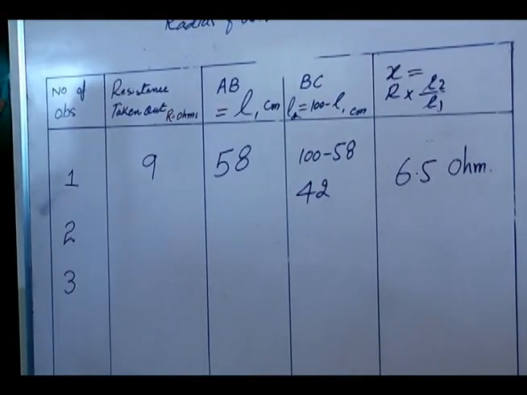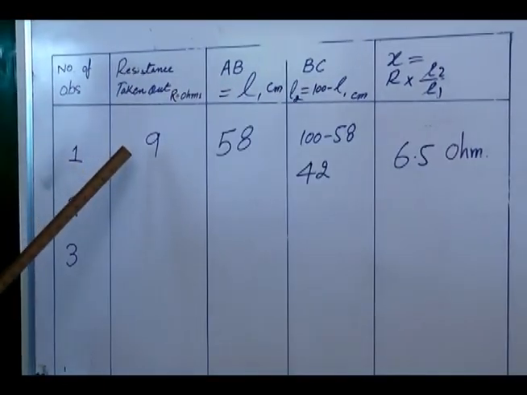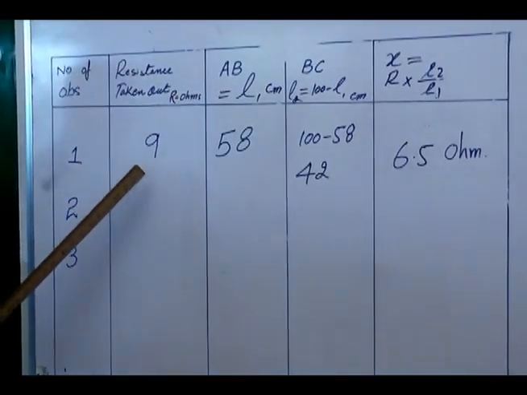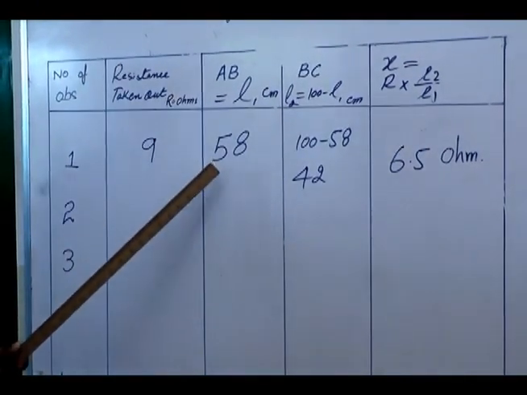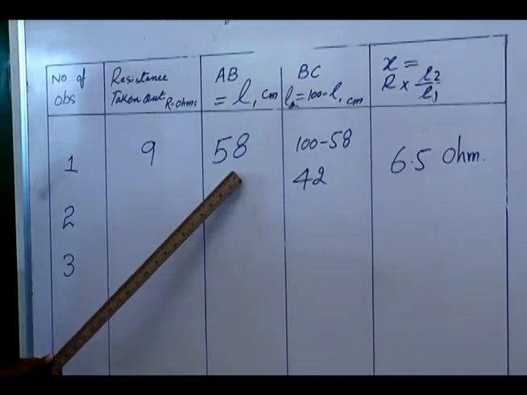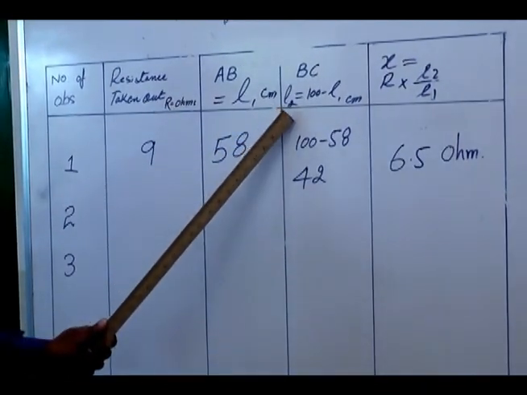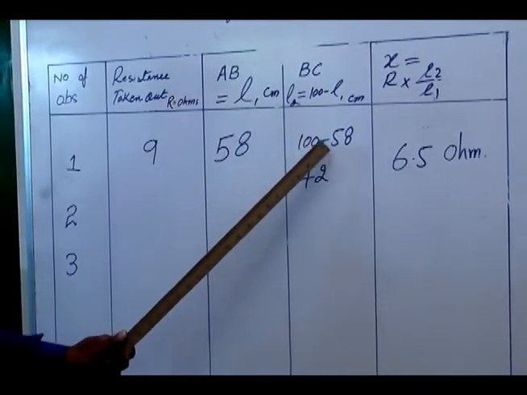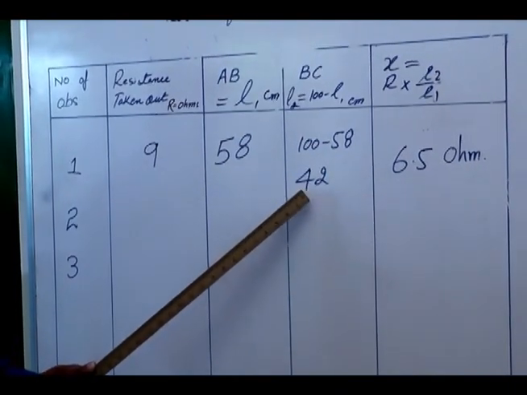Now for observation and calculation, resistance over here 9 ohm, length L1 58 centimeter and L2 100 minus 58, 42 centimeter.